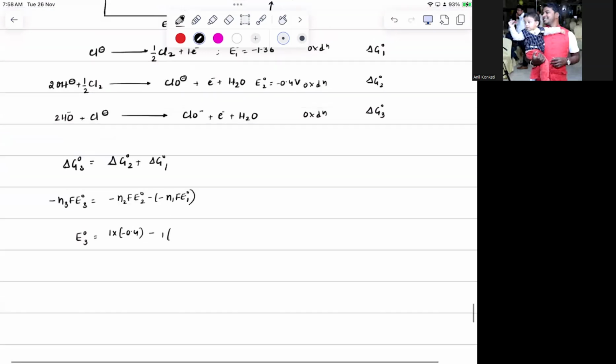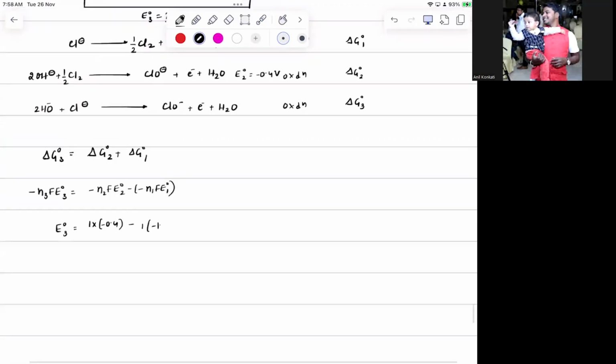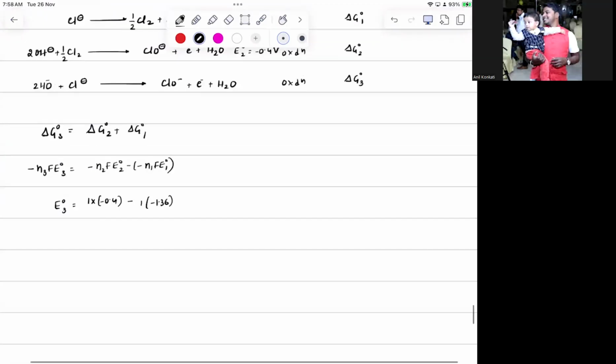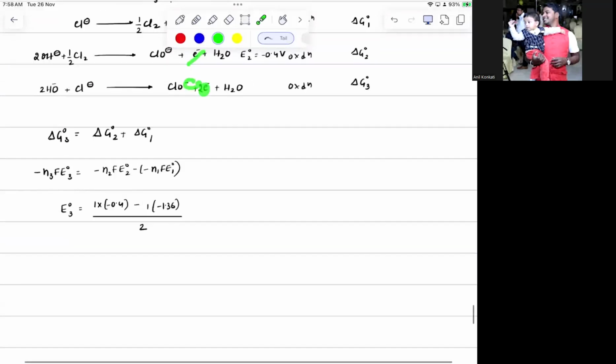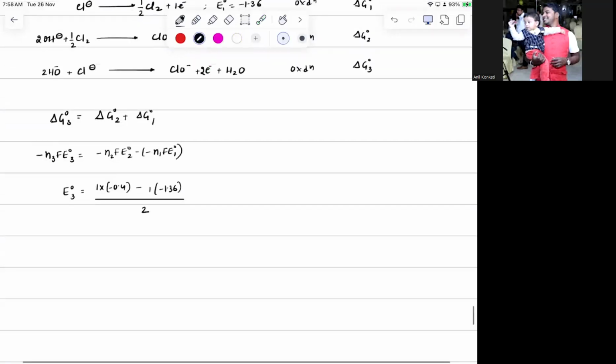minus 1 into E naught 1, minus 1.36, divided by 2 electrons, because here the lost electrons are 2, not 1 electron but 2 electrons. So this electron plus this electron, divided by 2. So you should be able to get the answer. So this value is coming as minus 0.88 volts. So I guess the questions on Latimer are clear. This type of questions would usually be asked.